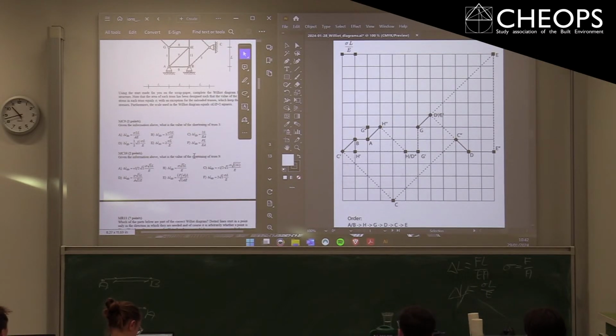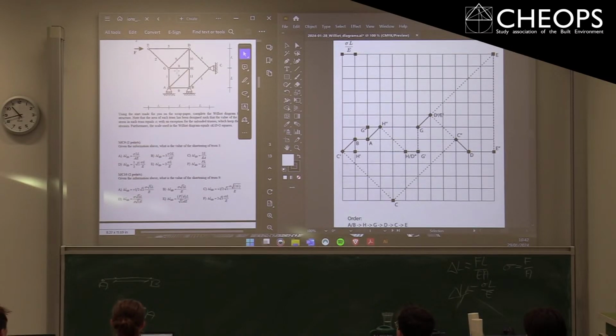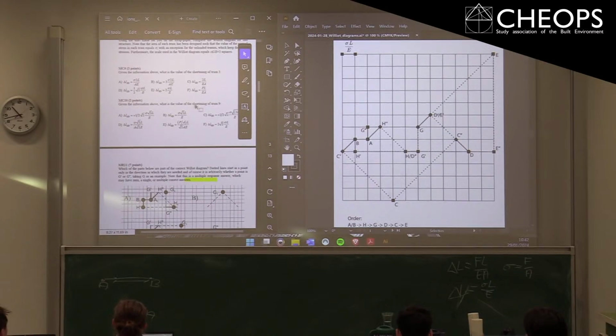But that question is a bit tricky because we do believe there is a mistake in here, because they ask for shortening, while this beam, if we look at GD, is bar 9. And bar 9 is in tension, right? So it's not shortening. So we think this is clearly a typo in the exam and should have been elongating.